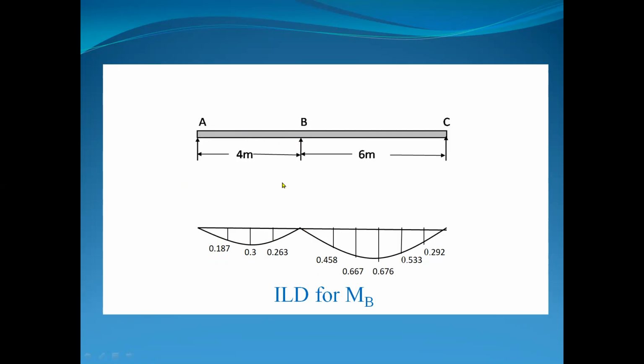Now suppose the load on this beam is say 100 kilonewton, a point load. How can we calculate the bending moment at B? Without analyzing this beam, we can directly calculate the bending moment at B from this diagram. This is 100 multiplied by this ordinate. So 100 multiplied by minus 0.3 is 30 kilonewton meter, the hogging bending moment at B. So this is the use of this influence line diagram.